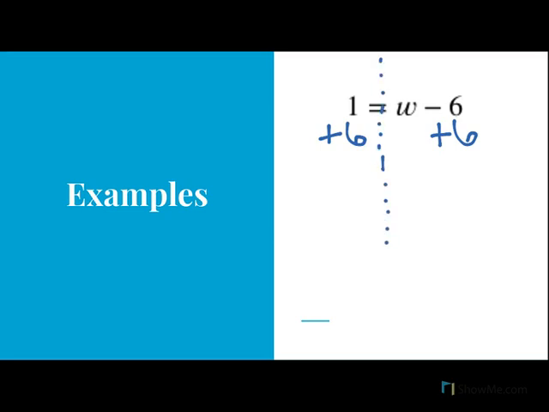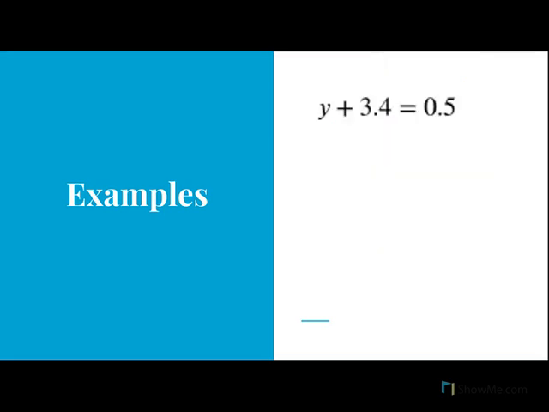So you can kind of think of this as like a scale or a balancing point, right? So if I do that here, what's going to happen? On the left-hand side, I have 1 plus 6, which is 7. And on the right-hand side, minus 6 plus 6 go away, which was the whole idea. So I get w, or I could write this as w equals 7.